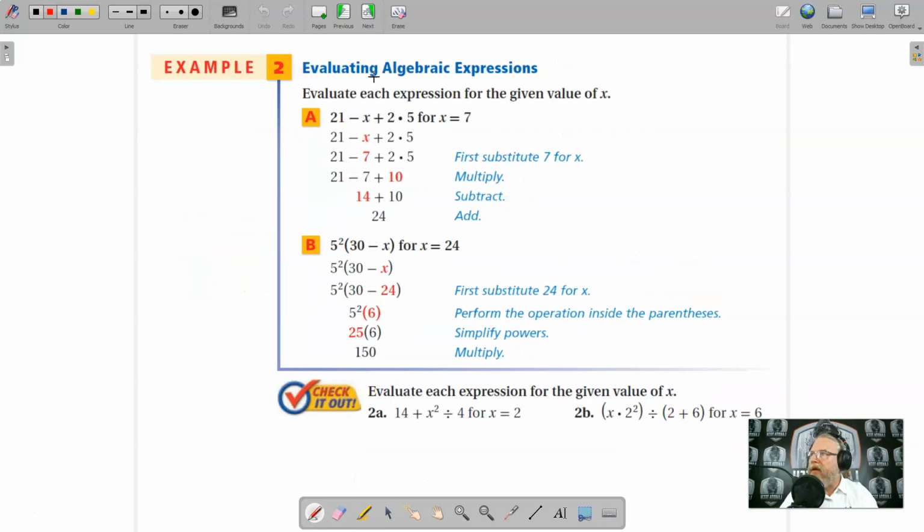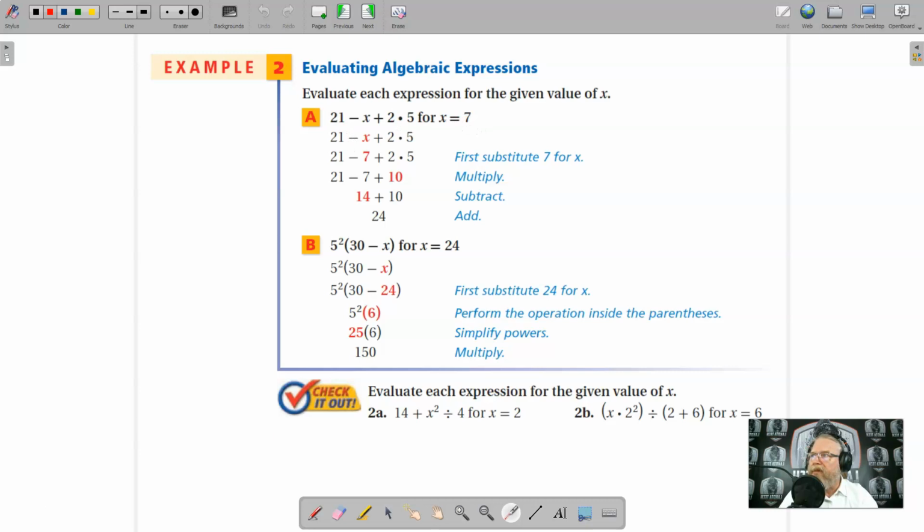Moving along to our next page here, we have example 2. Evaluating algebraic expressions. Evaluate each expression for the given value of x. Now remember that whenever we evaluate an algebraic expression, they're going to give us a value for the variable. In this case, it's an x, and they're telling us x equals 7. In order to evaluate an algebraic expression, we must substitute the value that they give us for that variable. So we're going to substitute in 7.